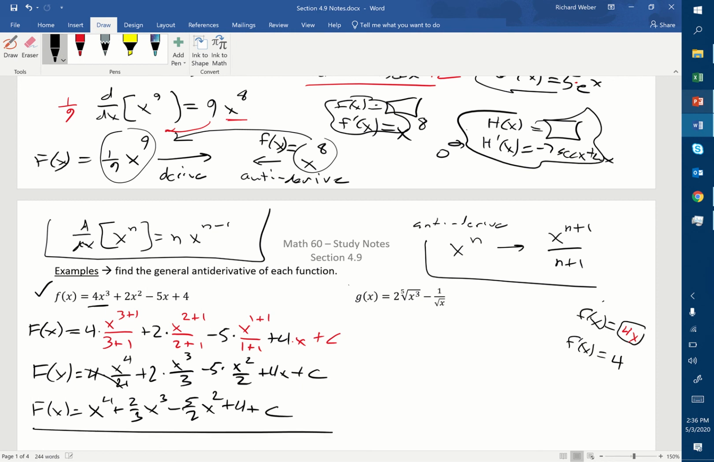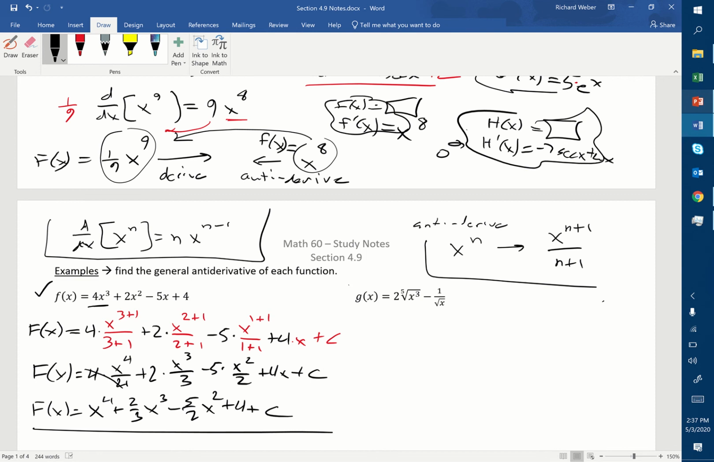That's the antiderivative. This antiderivative stuff has so many wonderful, useful applications, and you'll see why next chapter, okay? So right now we're just practicing this idea: we know how to derive now, let's anti-derive and see what we get. Just don't forget the powers go up and then divide by the power.